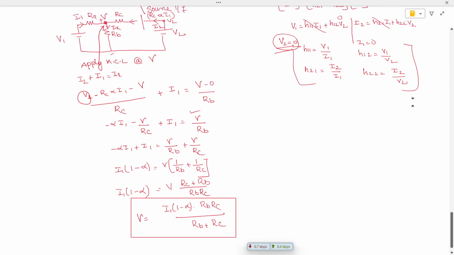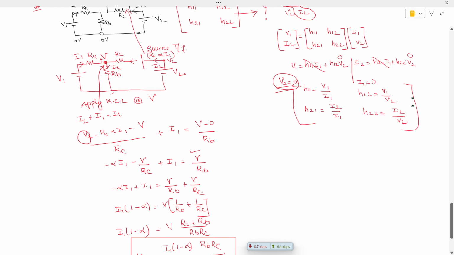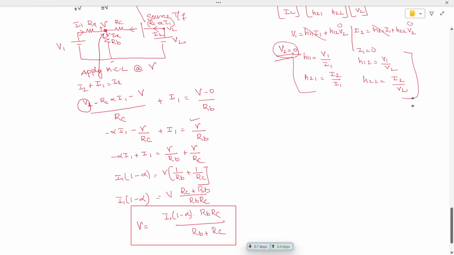So why we had done it, we can understand here. So this is the value of V. Now we need to find out this parameter at this port only. This parameter means I have V1, a resistor RA, and a resistor RB. The voltage we have been finding is V, and the current in this part is I1.